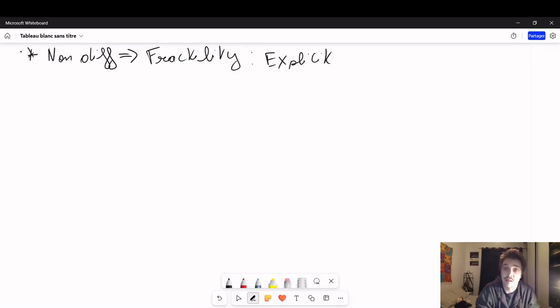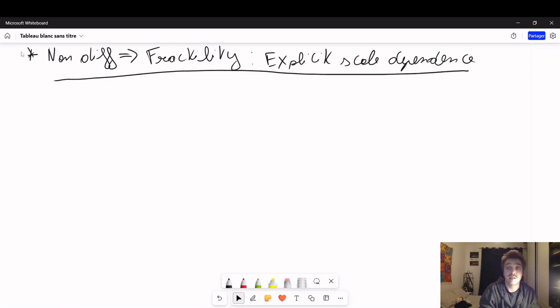Explicit scale dependence, like of length, but it can also be anything. That's what we mean by fractality. It's something a bit more general than just self-similarity. Self-similarity is what we are used to when we talk about fractals. When you zoom in, you see that a part of the fractal has the same structure as the whole, right? Here we just really mean explicit scale dependence.